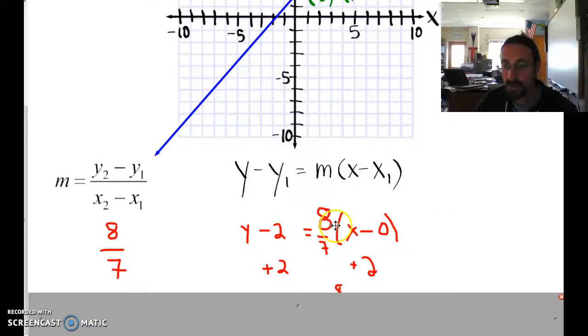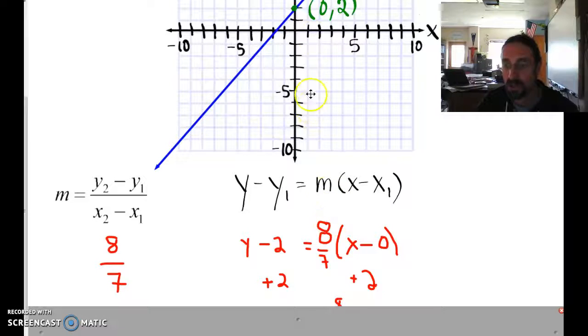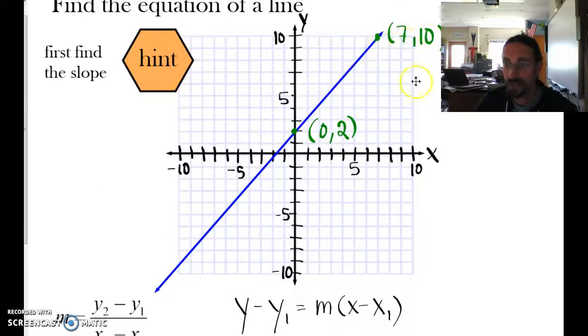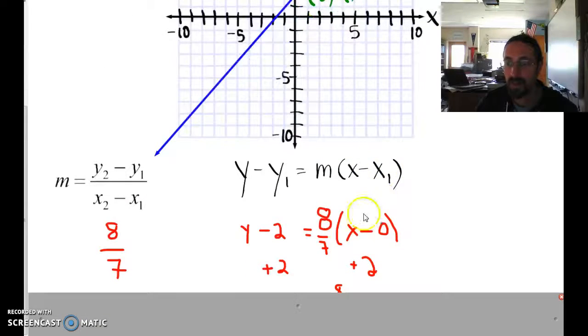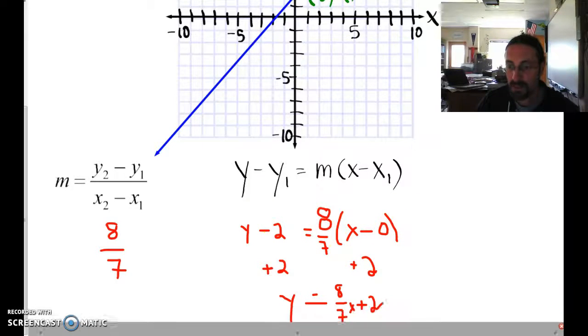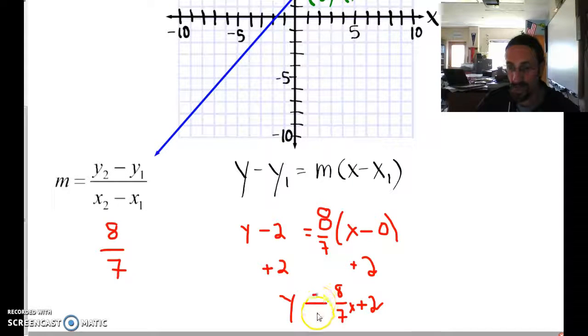So now that I've plugged in my slope, I also need to plug in a point. Now, you can plug in either point. You can plug in this point (0, 2), or you can plug in this point (7, 10). It doesn't matter because you're going to get the exact same answer. I chose the point (0, 2), so when I plug that in and simplify it, I know that's some beautiful handwriting. Thank you, thank you. y = (8/7)x + 2.